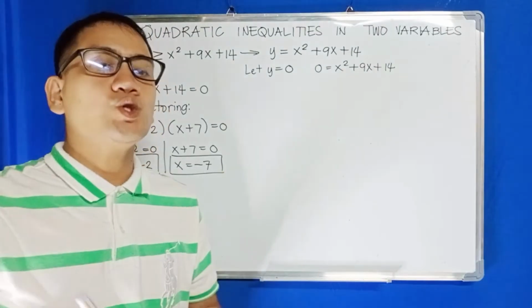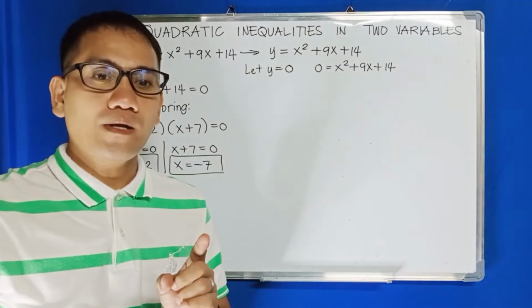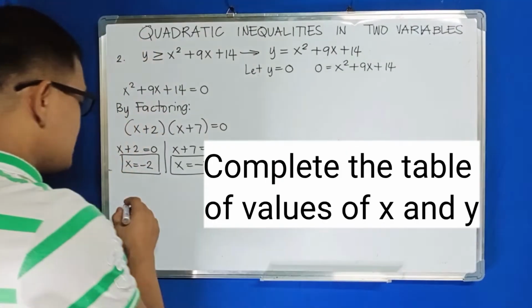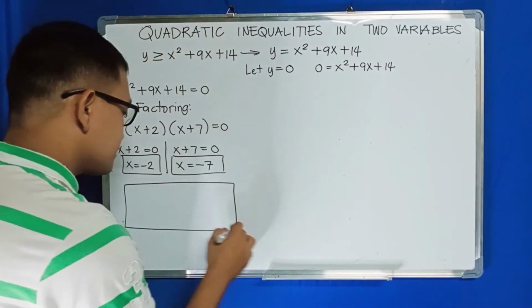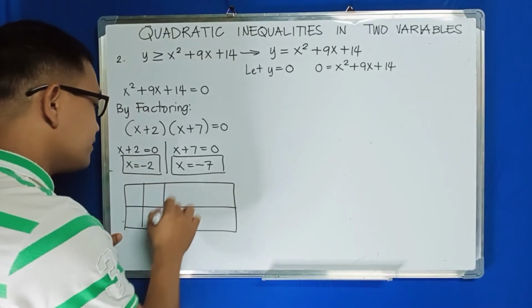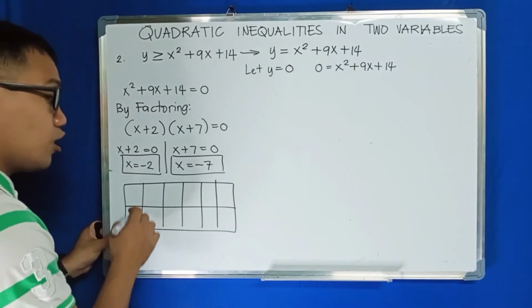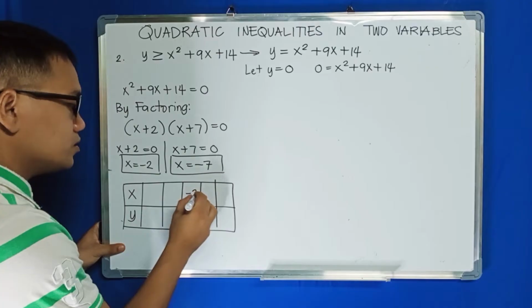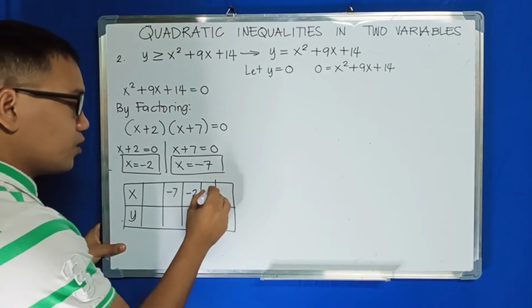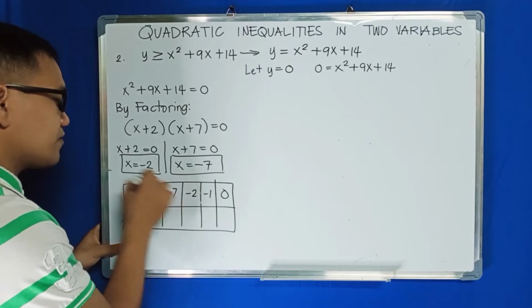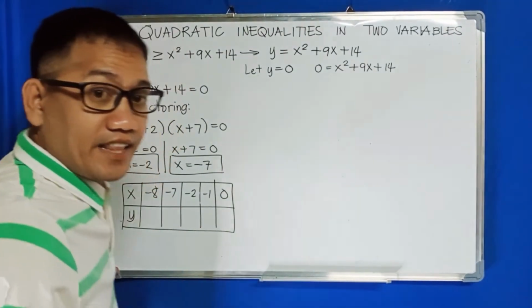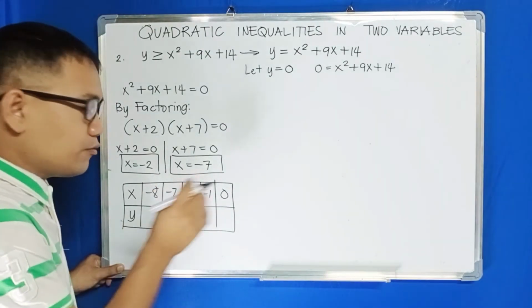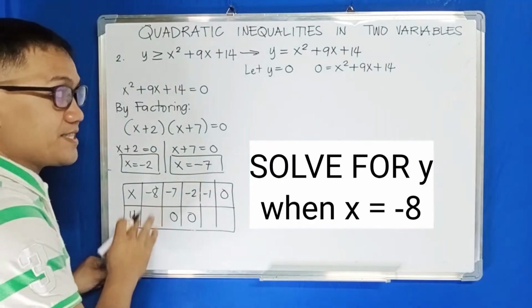After we determine the solutions of our quadratic equation, the next thing that we will do is to complete the table of values for our x and y. This means we will have a table. Preferably, we will have 6 columns. The first column is for our x and y. So we will have negative 2, negative 7, negative 1, 0, and of course, to the left of negative 7 is negative 8. When x is negative 7 and negative 2, our y is 0. Then we will complete the table as we solve for y when x is negative 8.